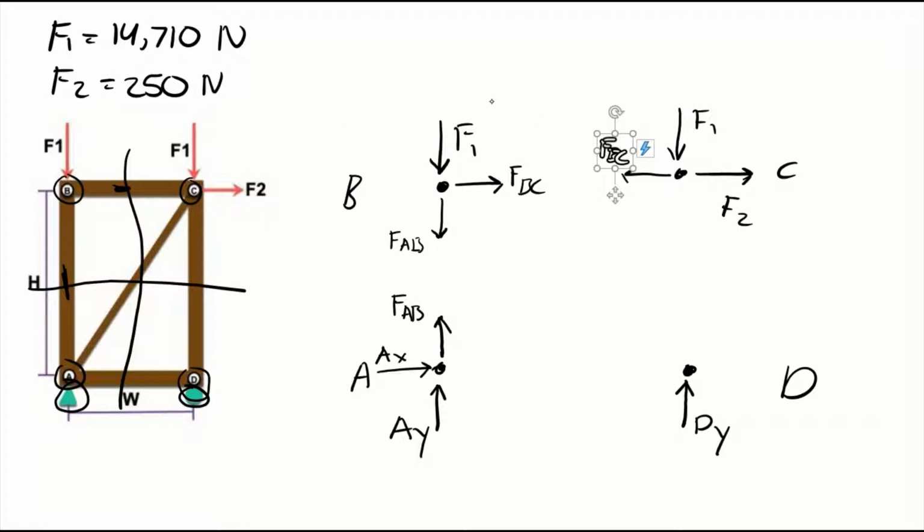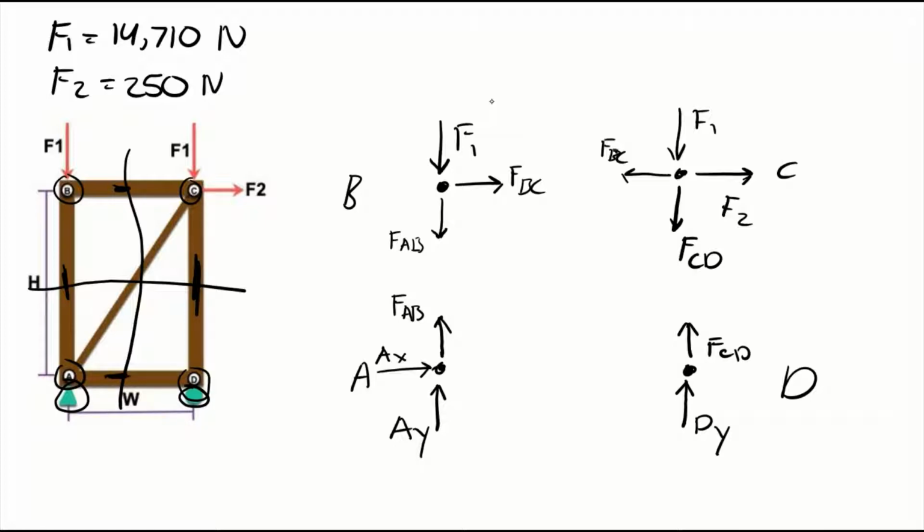Now I'll move to member CD. At joint C, there'll be a force going into that member. I'll call that F sub CD. At joint D, equal and opposite, F sub CD.